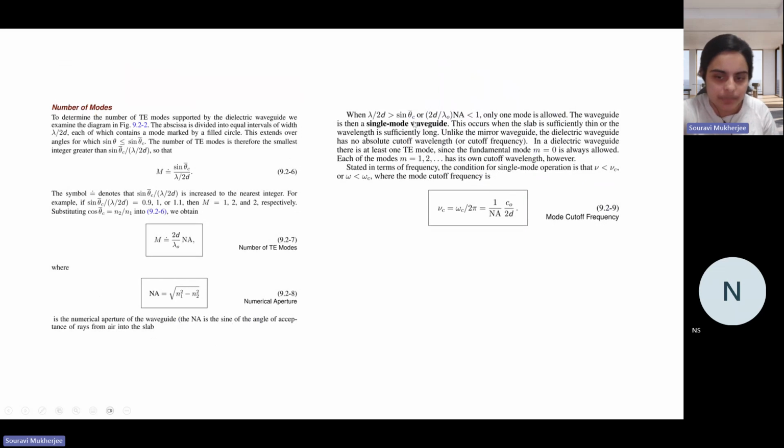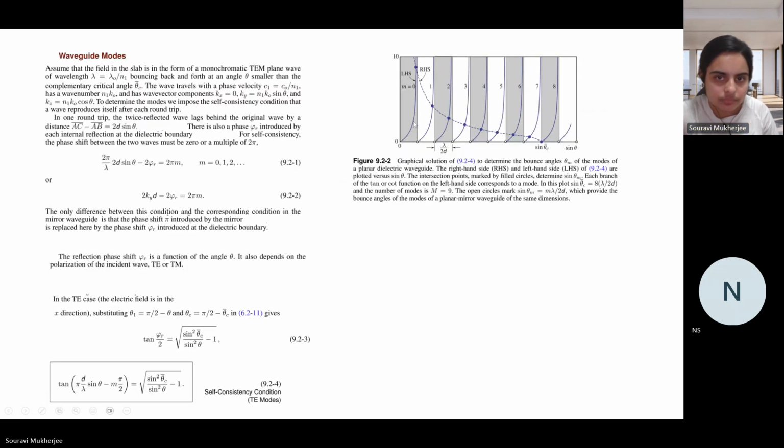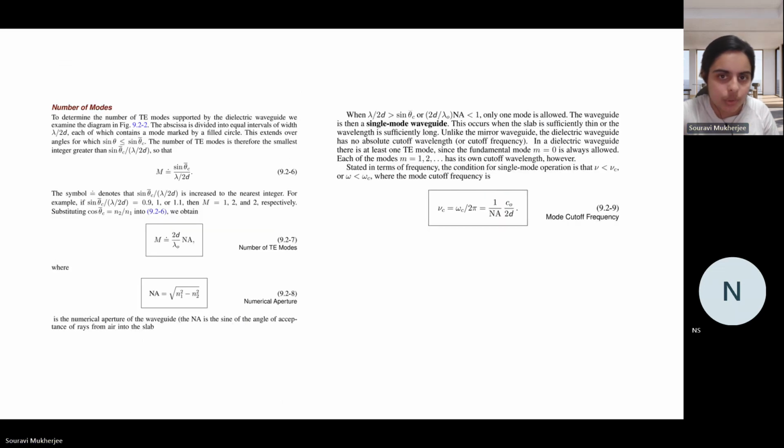When lambda by 2d is greater than sine theta c, what would happen? Suppose this is sine theta c, and lambda by 2d is somewhere here. In that case, you would get only one single waveguide mode, a single mode. This condition can also be written by this relation, putting m equal to 1. So in that case, 2d by lambda naught into NA is less than 1. There only one mode is satisfied.